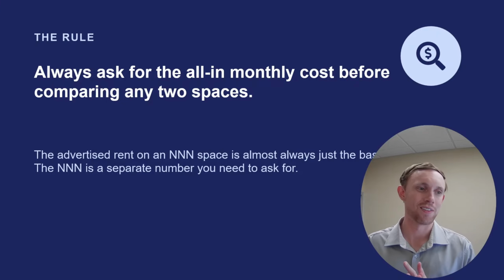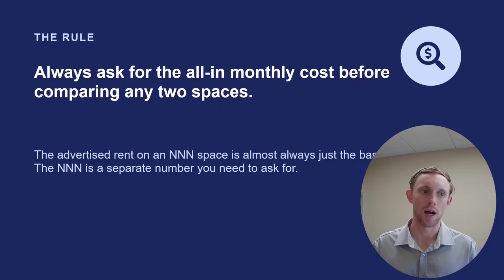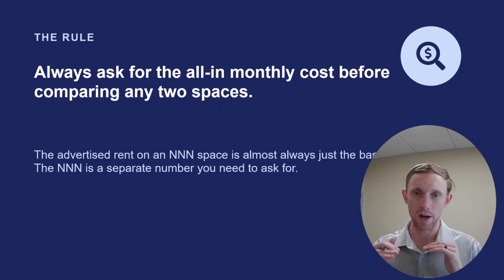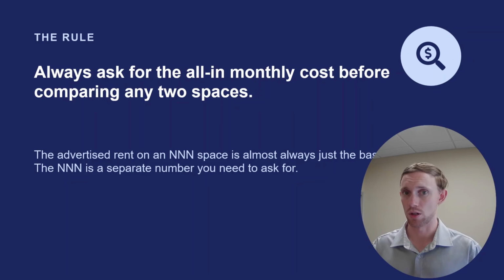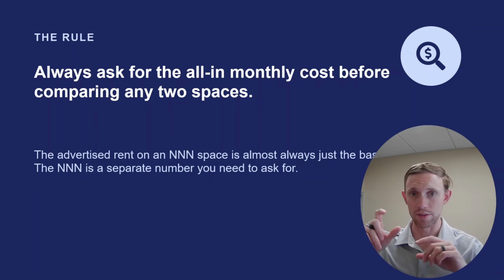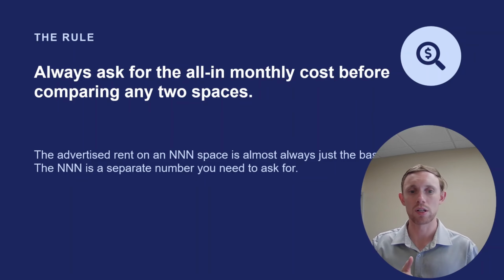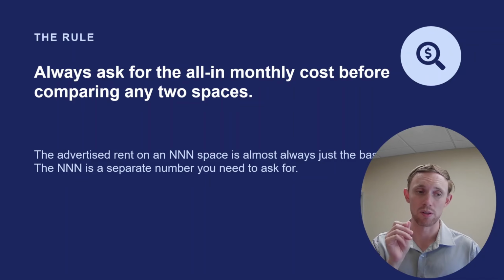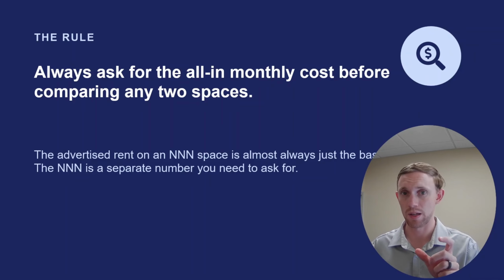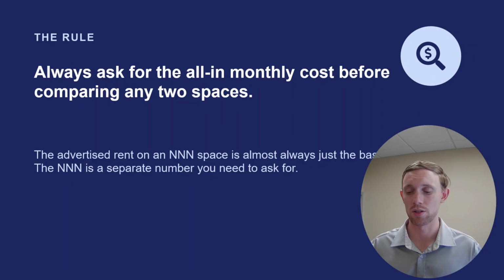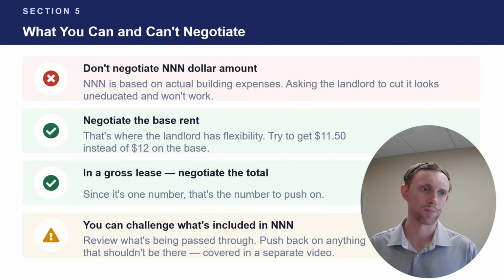Okay. The rule: always ask for an all-in monthly cost before you compare two spaces. So you need to make sure you're comparing the total final dollar amount and also be like, okay, am I paying utilities in this space or am I not paying utilities here? That has a difference. So the advertised rent on a triple net lease usually doesn't include the triple net amount, it just includes the base rent. So you need to ask for that separate number so you make sure you actually know what you're comparing as far as looking at two spaces.